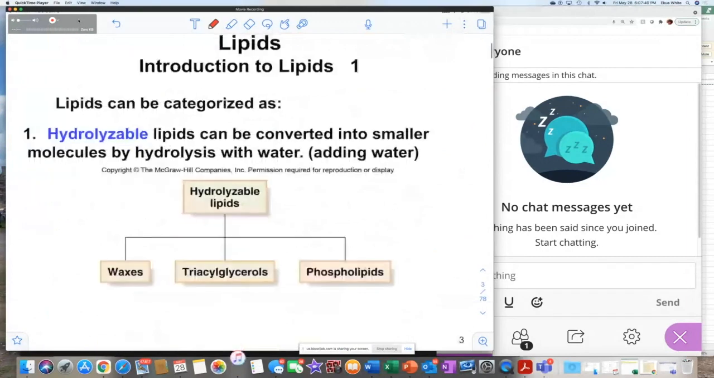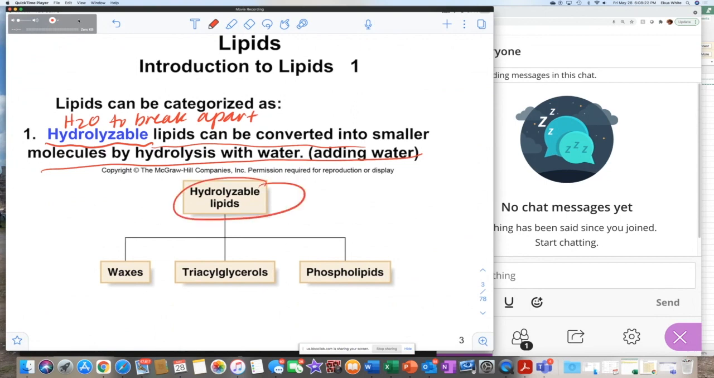Okay, moving on. When we're categorizing lipids, we have two main categories of lipids. You have the hydrolyzable ones, and remember we mentioned hydrolyzable before. Hydrolyzable just means that you're using a water molecule to break apart, right? We talked about this before with the glucose, and now we're talking about it here again in this context. Hydrolyzable lipids can be converted into smaller molecules by hydrolysis with water. So adding water breaks that bond. Okay, so these are the examples of the hydrolyzable lipids.